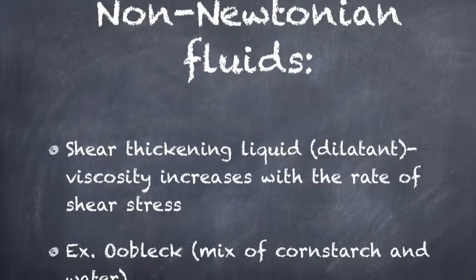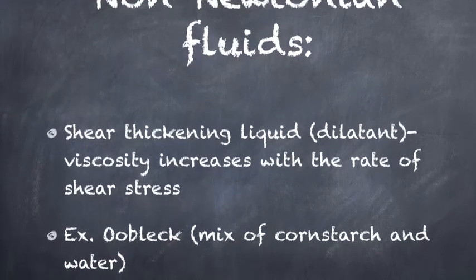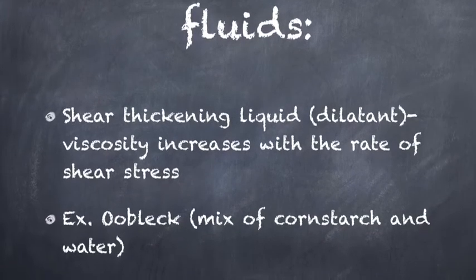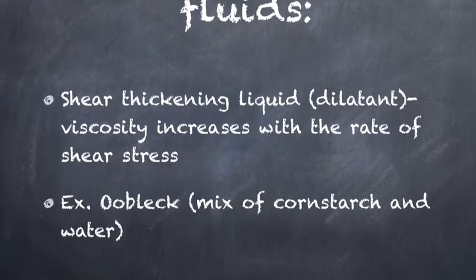The first is shear thickening liquid, also known as a dilatant, in which the viscosity increases with the rate of shear stress. An example of a shear thickening liquid would be oobleck, a mix of cornstarch and water.